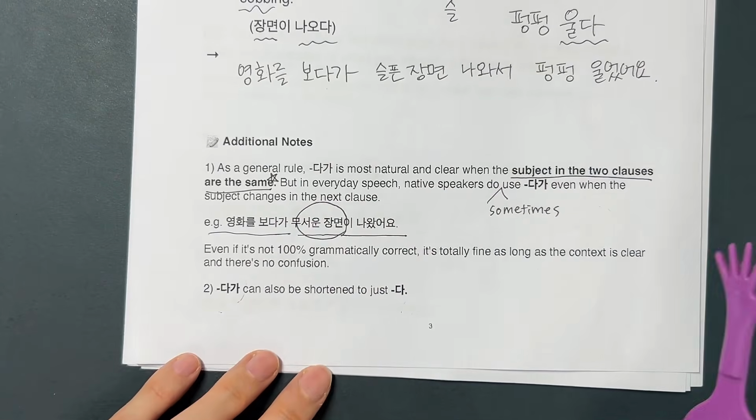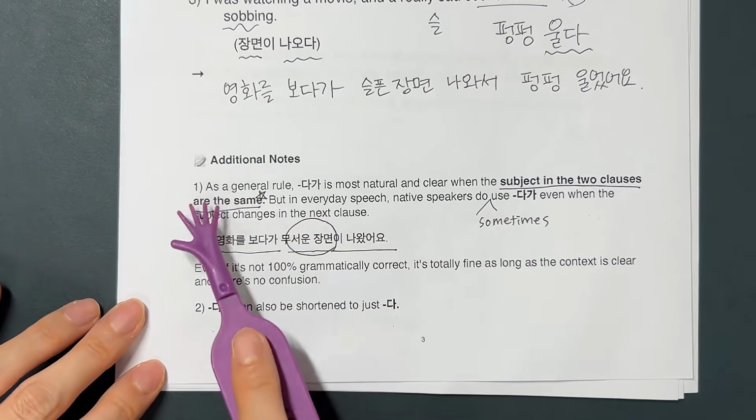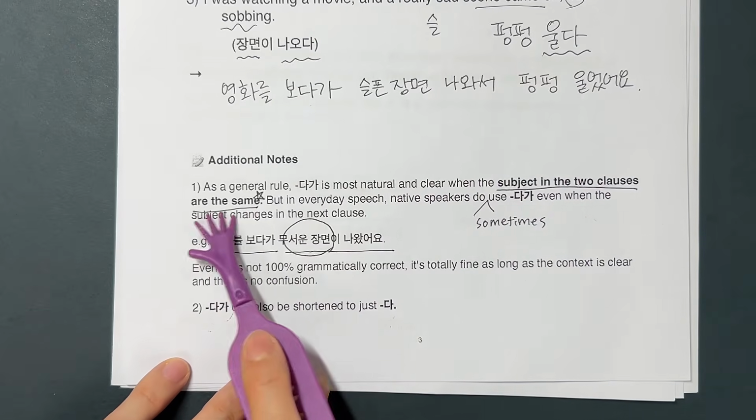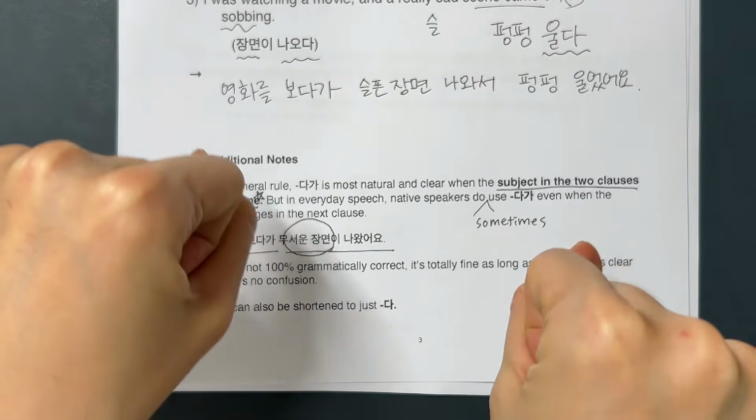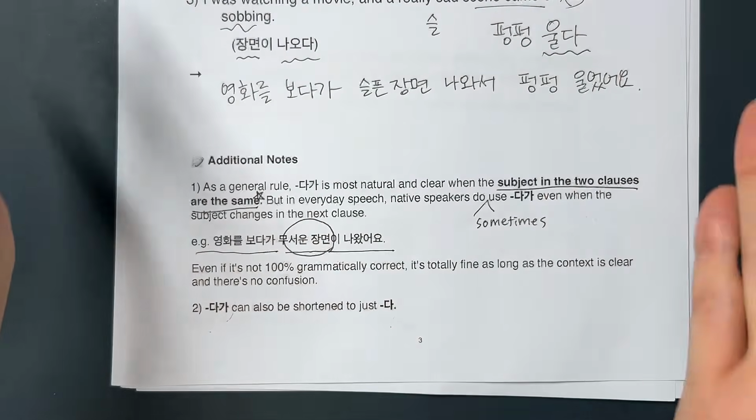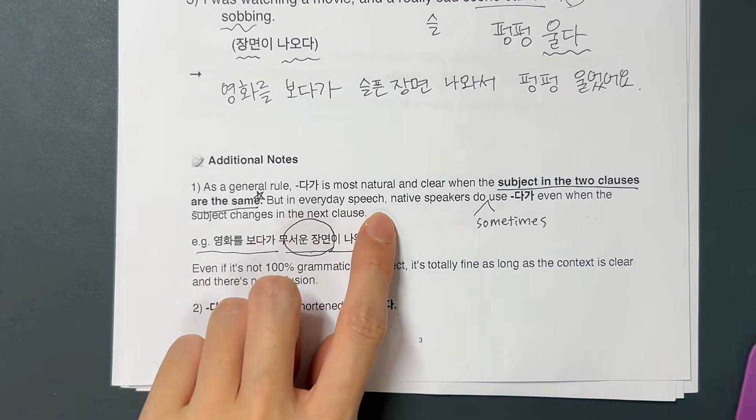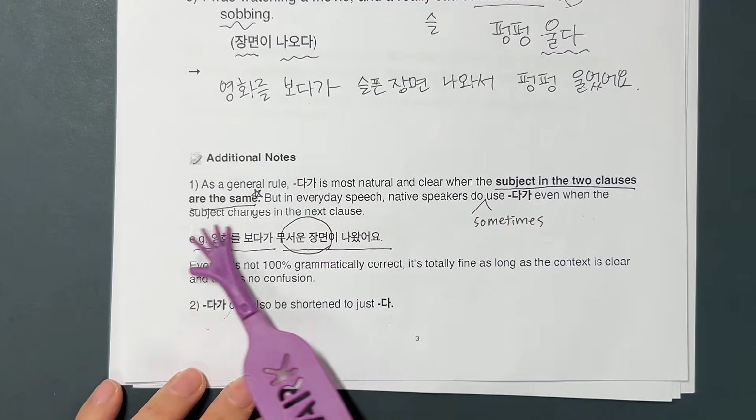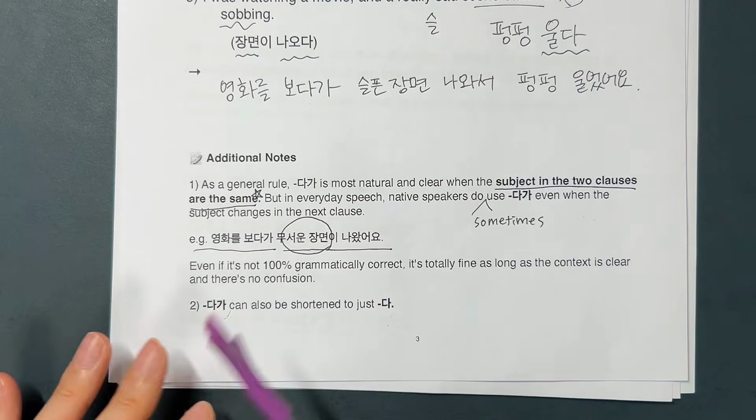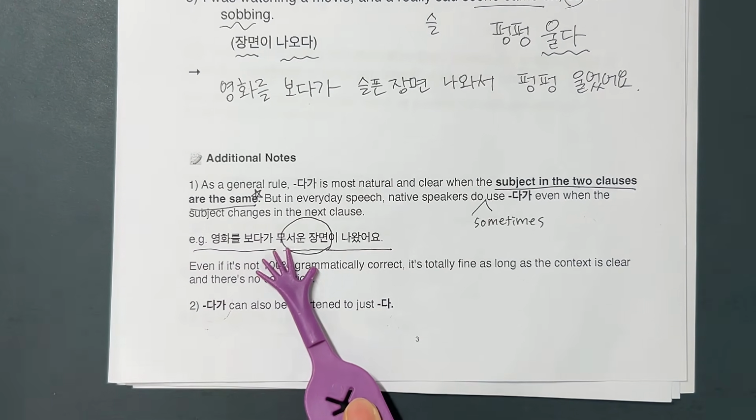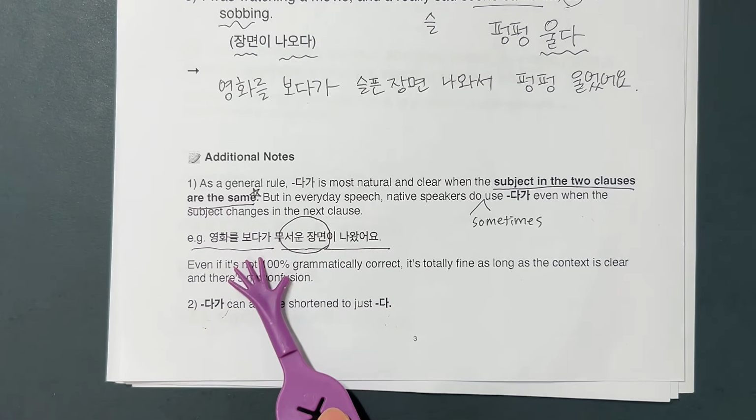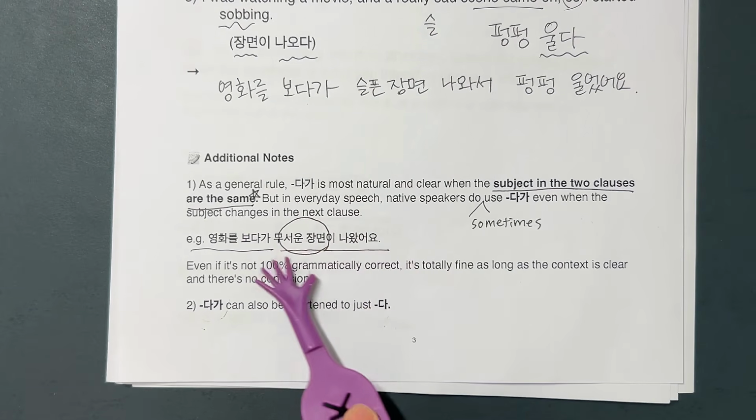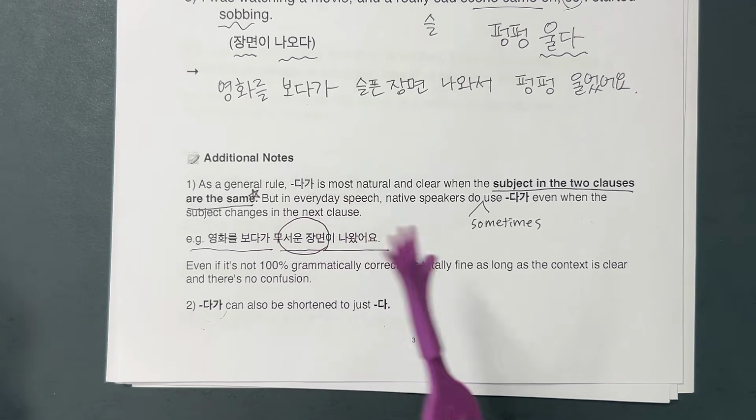And here are some helpful details to note about 다가. So generally, 다가 is most natural when the subject in the two clauses is the same. So the actions that are connected by 다가 are done by the same person, right? But in everyday speech, sometimes native speakers do use 다가 even when the subject changes in the next clause. So for example, 영화를 보다가, I was watching a movie, so the subject is I. 무서운 장면이 나왔어요. Scary scene came on. And in this clause, 무서운 장면 is the subject.